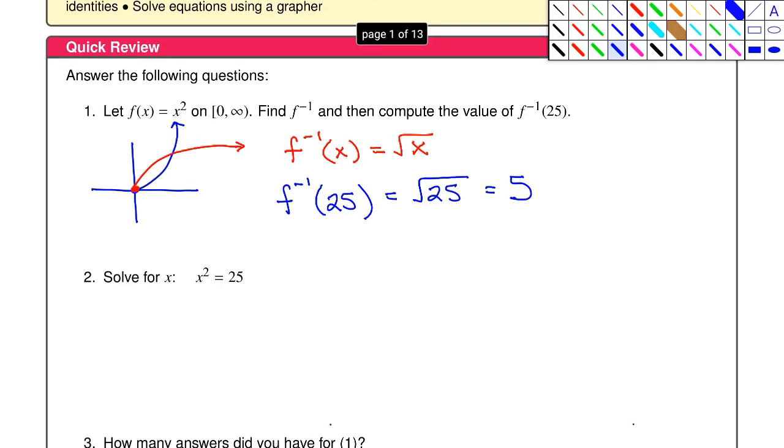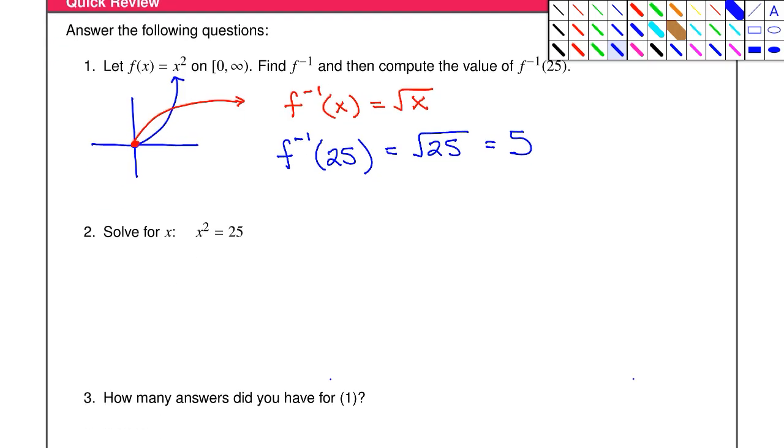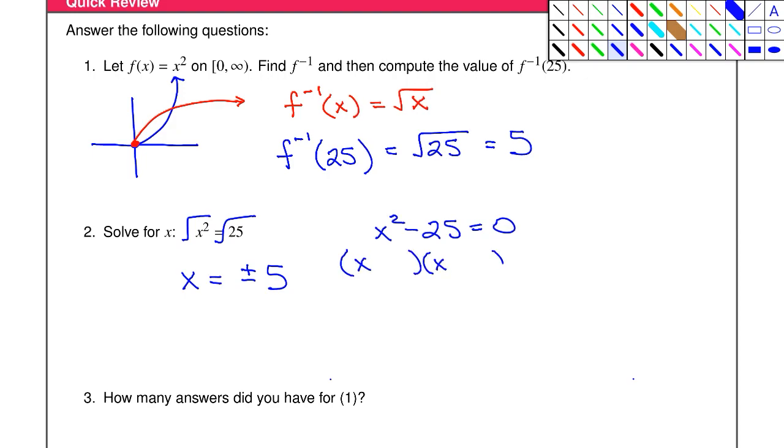No problem. Example number 2. Solve for x. X squared equals 25. Well, in this case, I want to take the square root of both sides, but when I do that, I have to acknowledge that I could have used both the positive 5 or the negative 5 to get 25 when I square the x. Another way of looking at this is to move the 25 to the left side, factor both sides, and you get x minus 5, x plus 5 as the factorization. Split both of these up, you get x equals 5, and you get x equals negative 5.